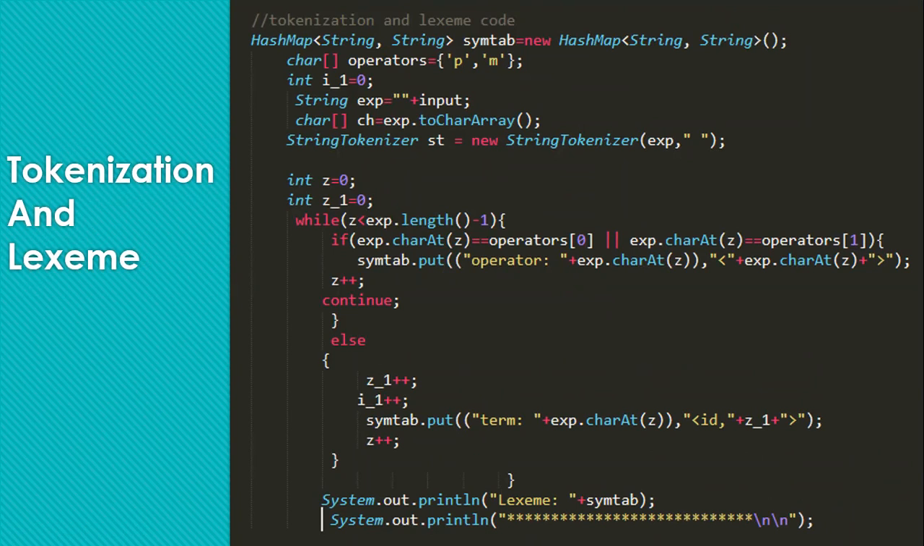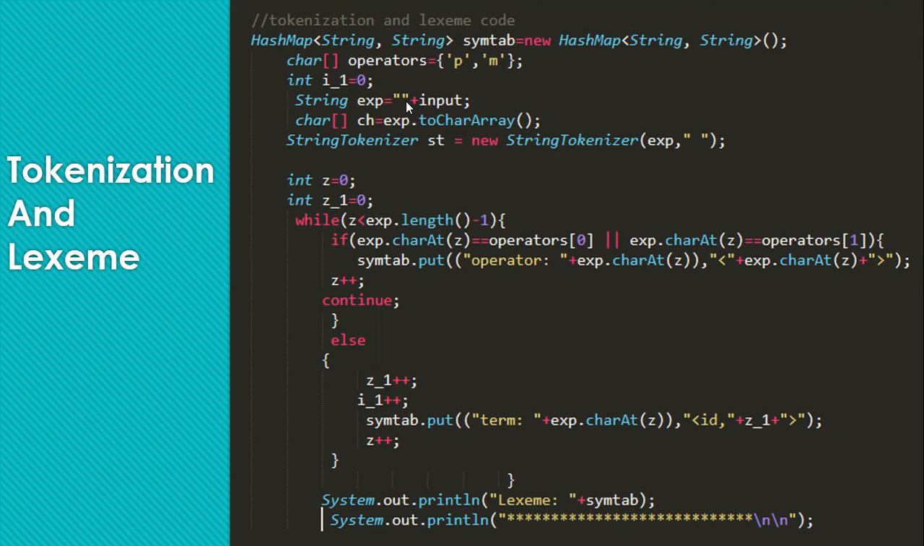So, as Mr. Ghias has told you about the intermediate code generation, now we'll take a look at lexemes and tokenization. So this is our code for generating lexemes and tokenization. As you can see, we have made an object of hash map. In the second line, we are storing the operators in a character array called operators, P and M. P is for plus and M is for multiplication. I request Mr. Ghias to move his cursor on the screen as I am explaining that part of the code.